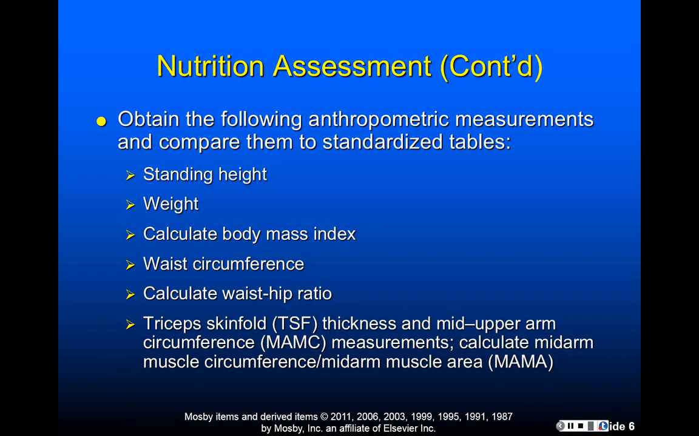The anthropometric measurements that are important in a nutritional assessment would include the items that you see in this list: standing height, weight, BMI, waist circumference, waist-hip ratio, and also a triceps skin fold thickness and a mid-upper arm circumference measurement. We talked about the height and weight measurements in the lecture on exam and equipment, and we'll talk about each one in greater detail a little later in this lecture.